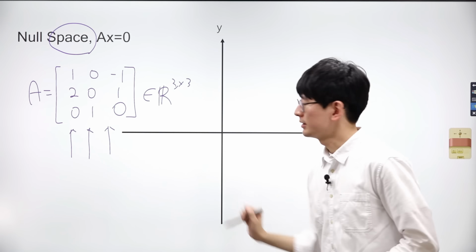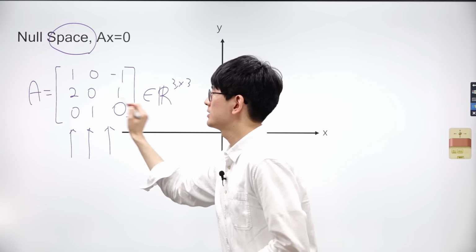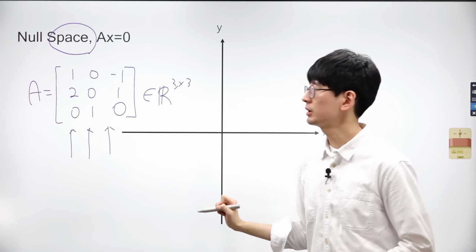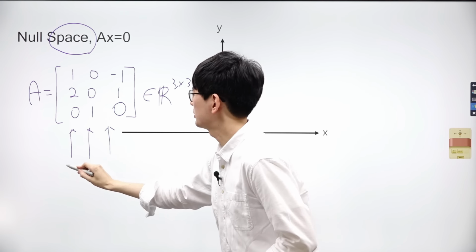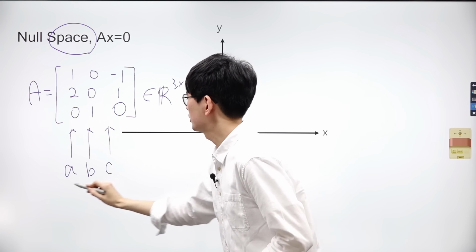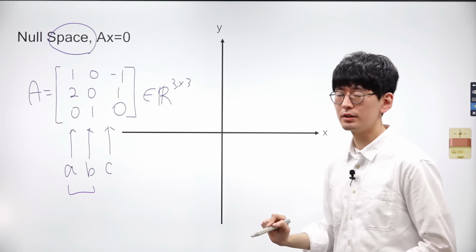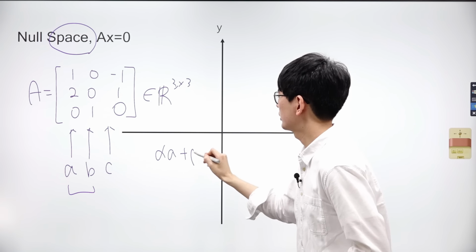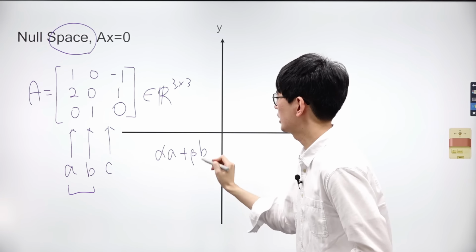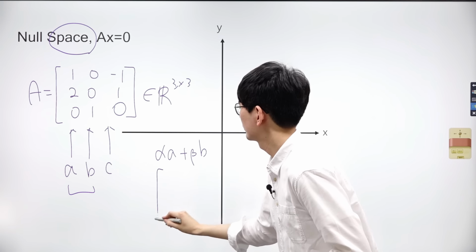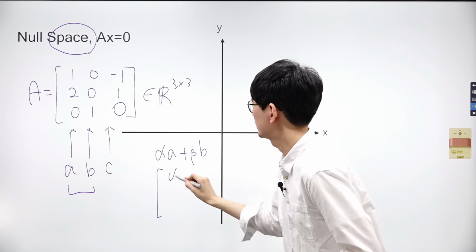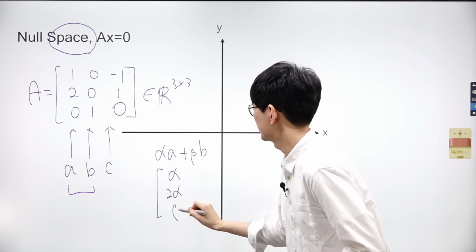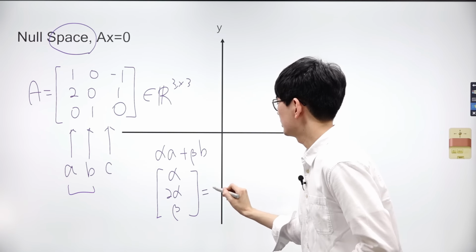Now let's determine if each vector in the matrix is linearly independent and capable of spanning 3-dimensional space. We'll label each vector as A, B, C respectively. To begin, we'll examine vectors A and B for linear independence. We'll employ the form alpha A plus beta B. The resulting linear combination of vectors A and B will yield alpha, 2-alpha, and beta.